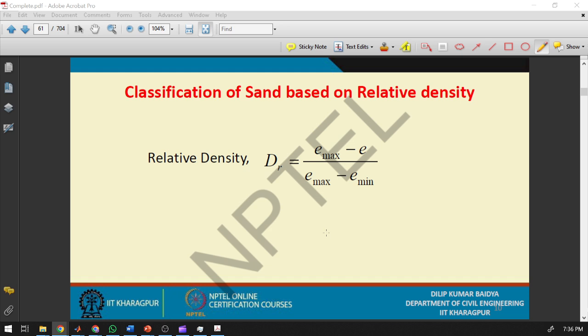So these are two properties of the sand that you calculate in a laboratory, and then from the actual void ratio in the field, you can say how relatively dense this particular deposit is. This is usually used in compaction studies.